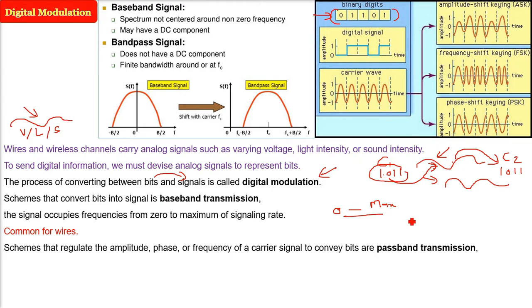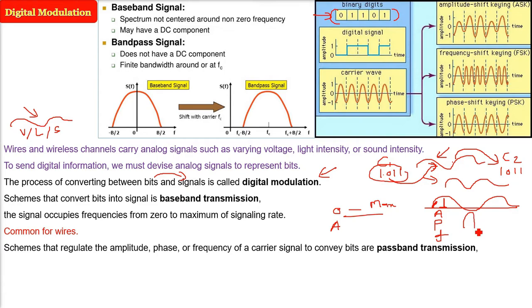But there are certain schemes that, rather than voltage intensity, light or sound, regulate the amplitude, phase and frequency. See, any signal will have some amplitude like this. It will have some angle, that is the phase, and the number of oscillations, that is the frequency. So there are certain schemes that can modulate, that can change the amplitude, phase and frequency of a carrier signal to convey bits. And these are called passband transmission.